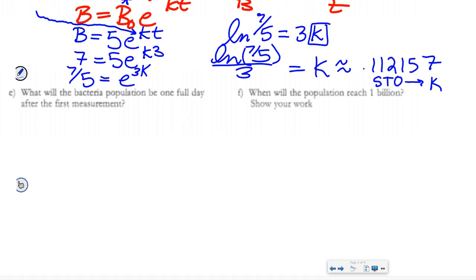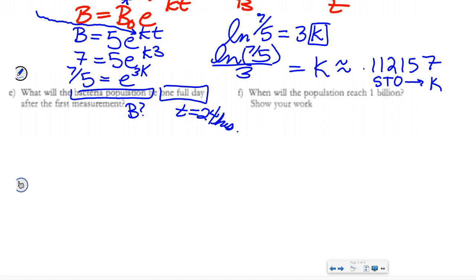So, next question says, what will the bacteria population be? That's a question about B. I want to figure out what is B after 1 full day. And they're telling me my time. Now this is in hours, so I'm going to have to use 24 hours for 1 full day. I have a model for my bacteria growth. Let's go back to what it is.